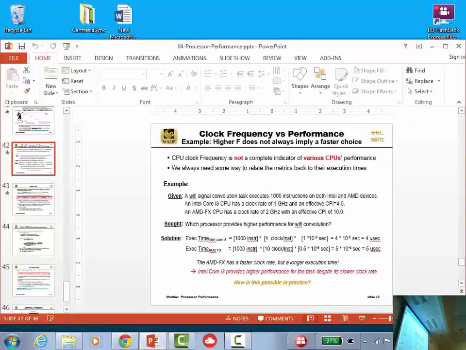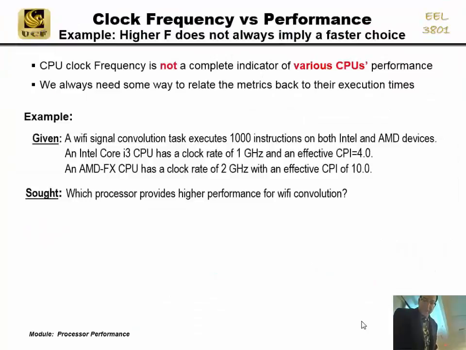So I want you to understand a clock rate and clock frequency, two words for the same thing. Clock period, which is the duration of the clock cycle time.